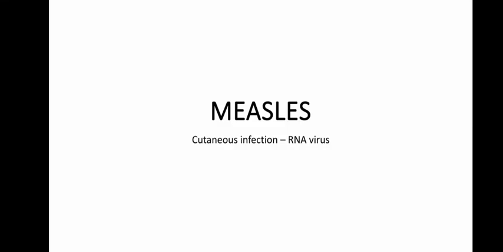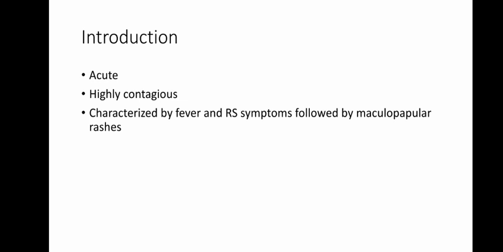Today we are going to see about measles. It is caused by an RNA virus and it is a cutaneous infection. The measles objectives are pathogenesis, clinical manifestation, complications, prevention, and measles vaccine. The measles vaccine is more important, and we start from the introduction. It's acute and highly contagious, and the clinical features are fever and respiratory tract symptoms, followed by maculopapular rashes.